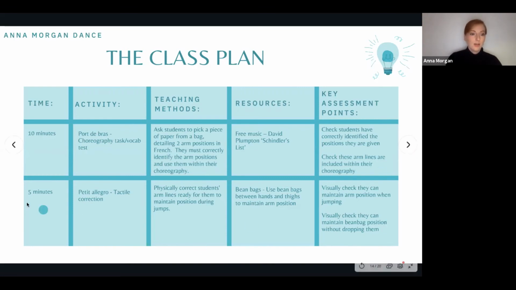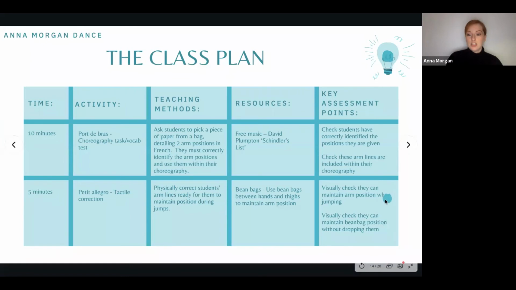And then a different one, 5 minutes for this one, Petit Allegro tactile correction. So I'm going to physically correct students' arm lines, ready for them to maintain position during jumps. So the resource that I'm going to use is bean bags. So I'm going to use bean bags between their hands and their thighs to maintain their arm positions.